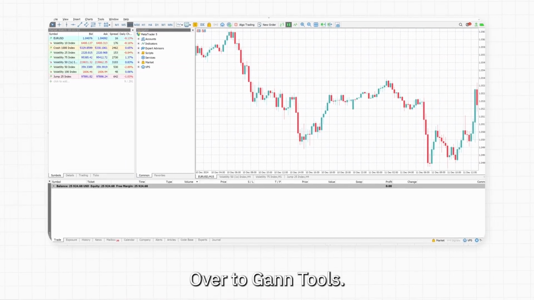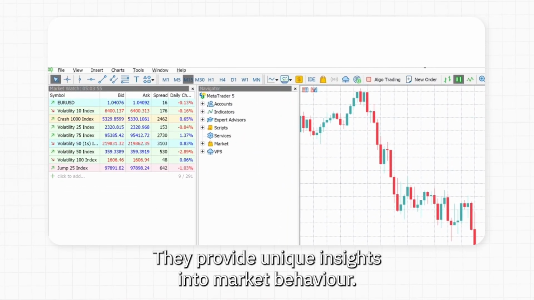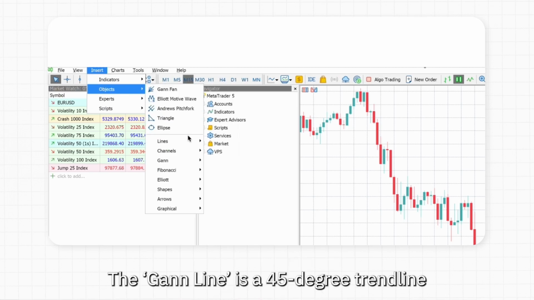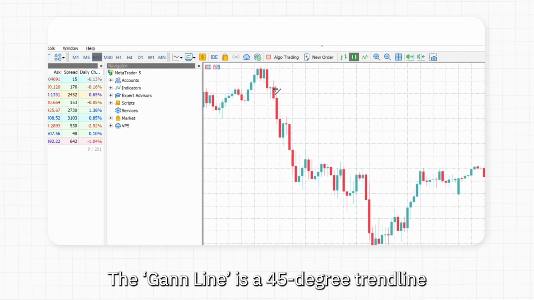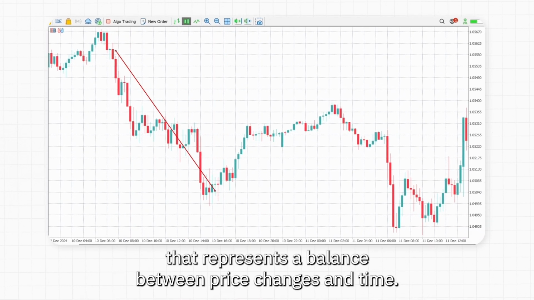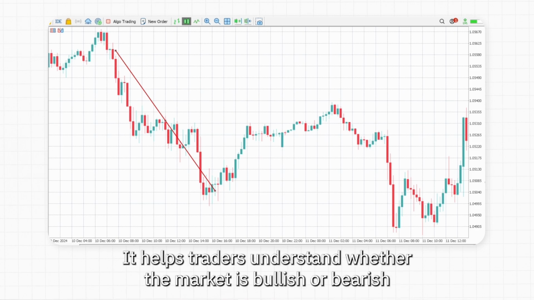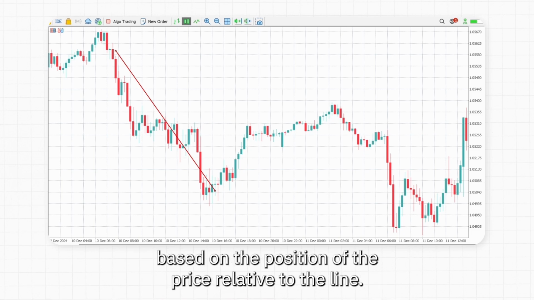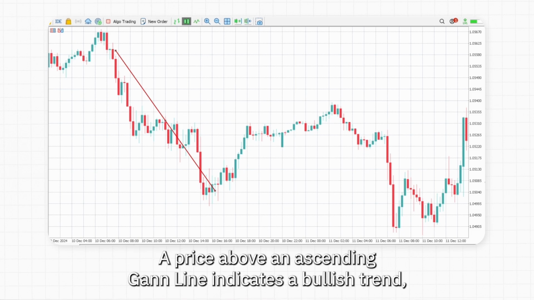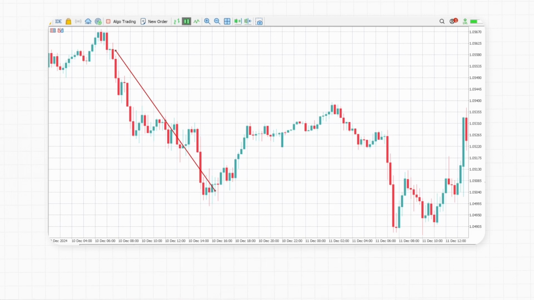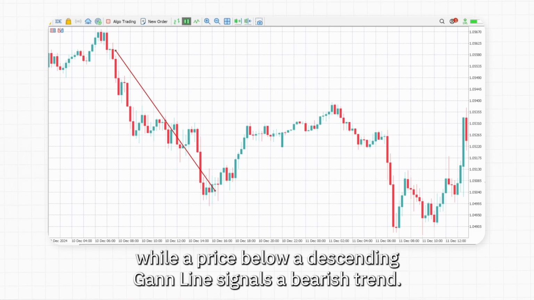Over to Gann tools. They provide unique insights into market behavior. The Gann line is a 45-degree trend line that represents a balance between price changes and time. It helps traders understand whether the market is bullish or bearish based on the position of the price relative to the line. A price above an ascending Gann line indicates a bullish trend, while a price below a descending Gann line signals a bearish trend.